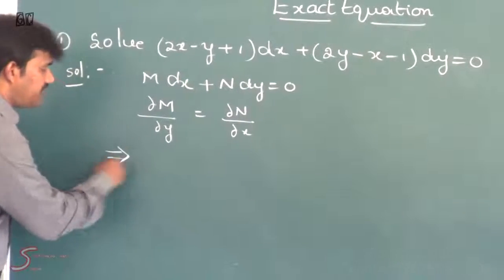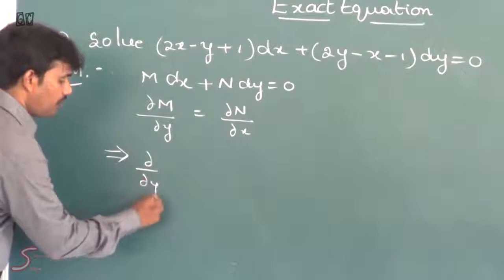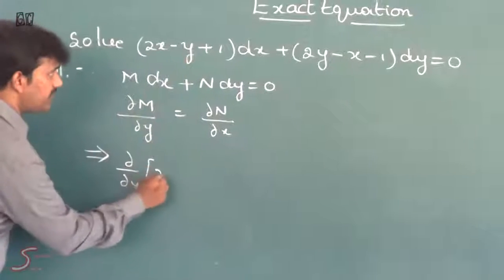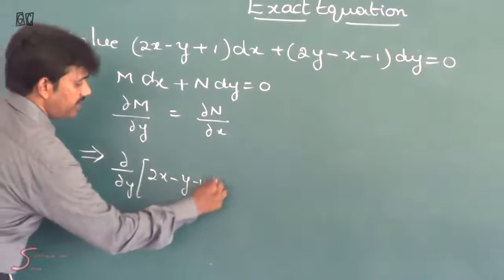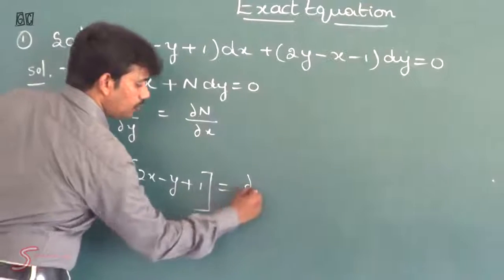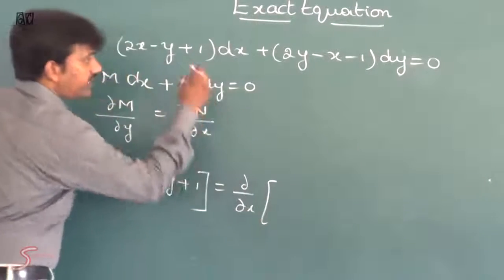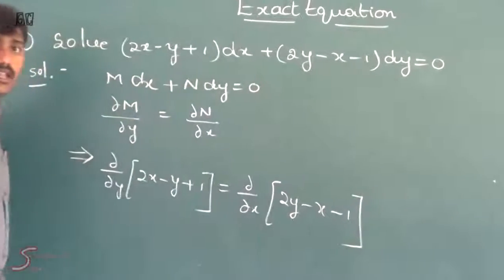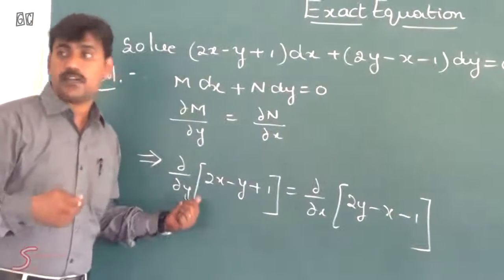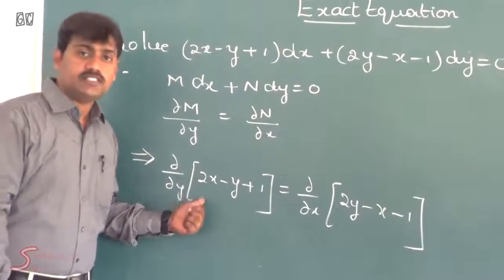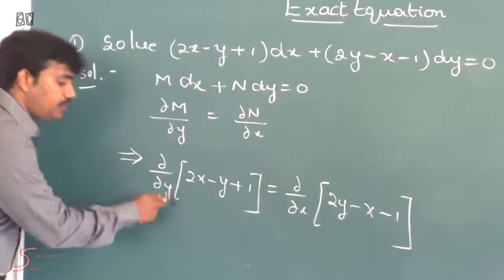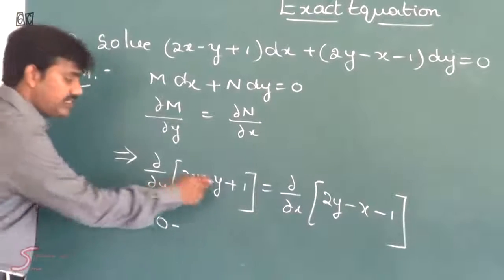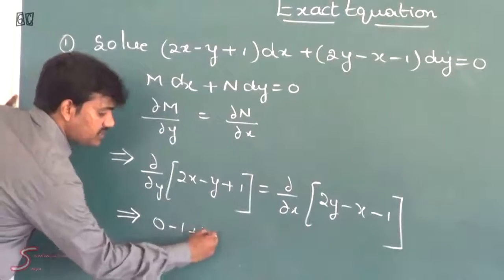So I am going to check the condition, that is dou by dou y of M, where M is the coefficient of dx, so the value of M is 2x minus y plus 1, equal to dou by dou x of N, that is 2y minus x minus 1. When we differentiate partially with respect to y, the terms in x should be 0. Differentiating with respect to y, the value of y gives 1 and the constant is 0.